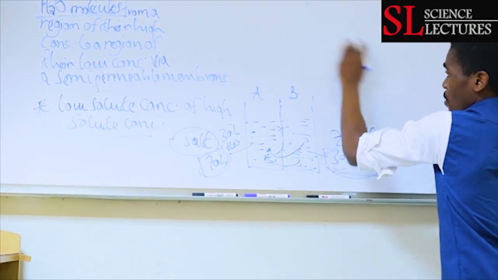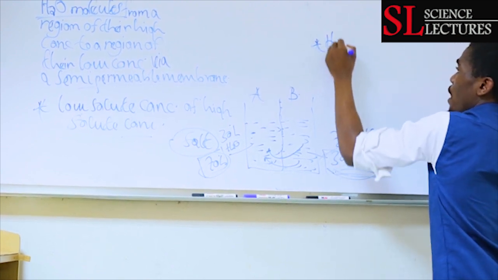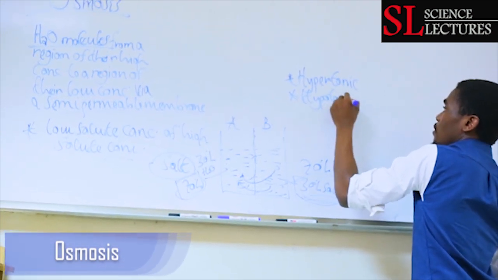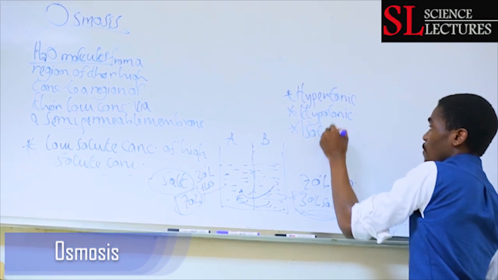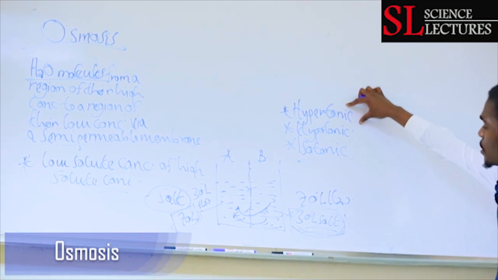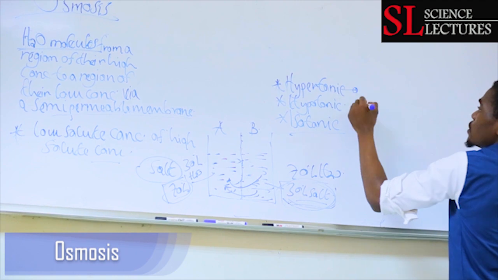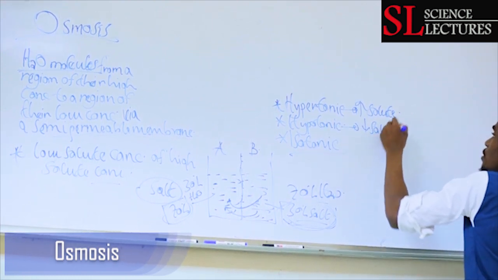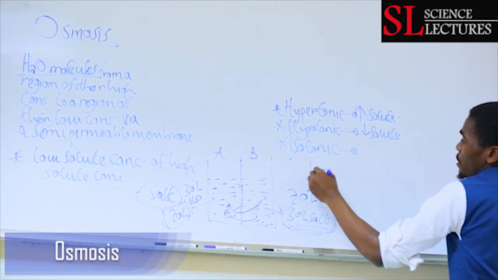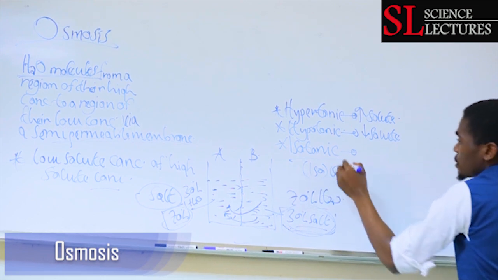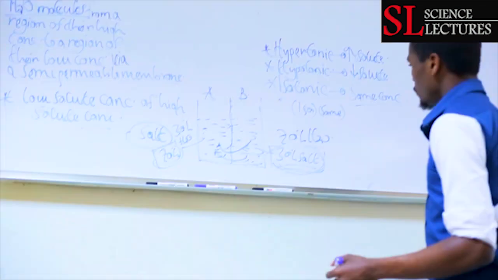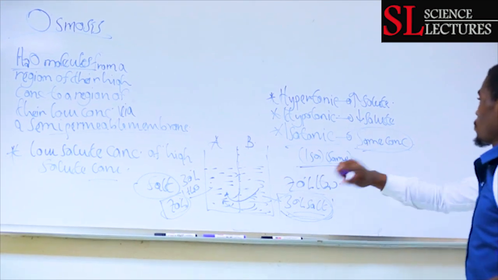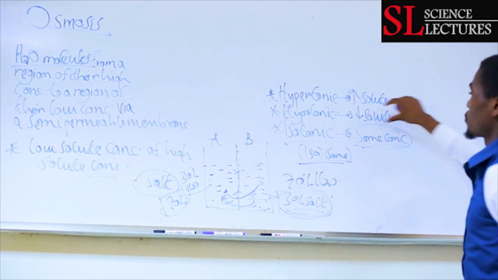Let's bring in these terms: hypertonic, hypotonic, and isotonic. A hypertonic solution has high, increased solute concentration. Hypotonic has reduced, low solute concentration. Isotonic, iso means the same, so such solutions will have the same concentration.